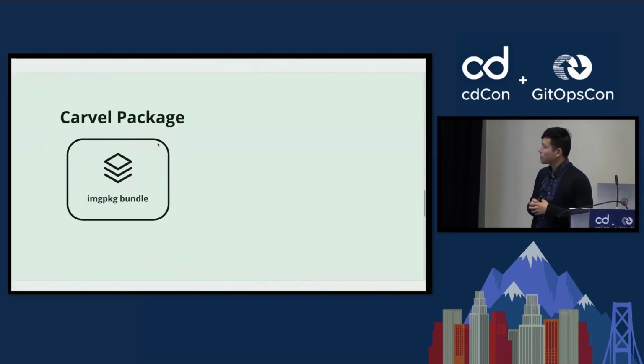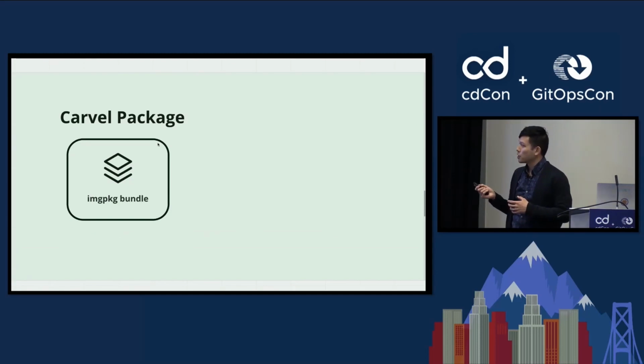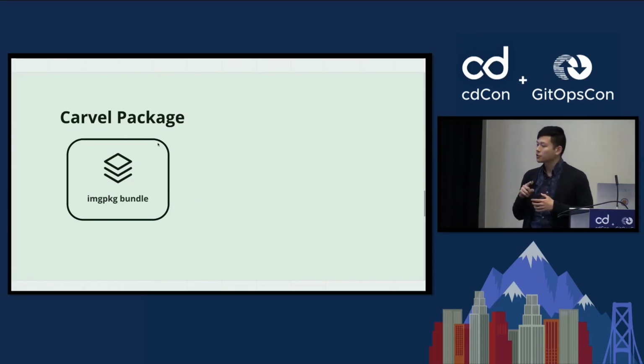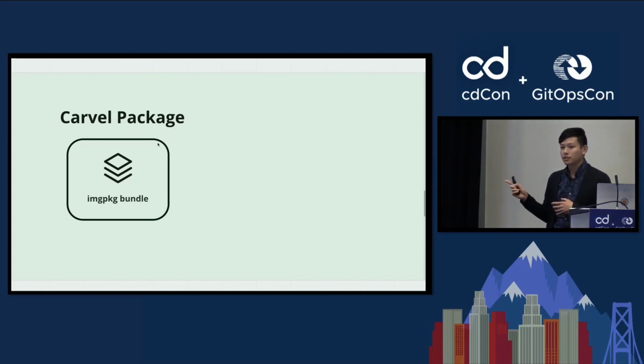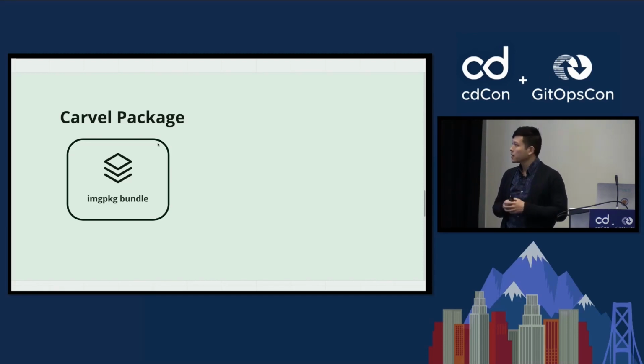And the last thing, or second last thing, is the Carvel package, which is a wrapper around the image package bundle. And I apologize, this is the one that has an OpenAPI schema that makes it easy to query. Packages also have versions, and it's another feature of the Carvel suite.